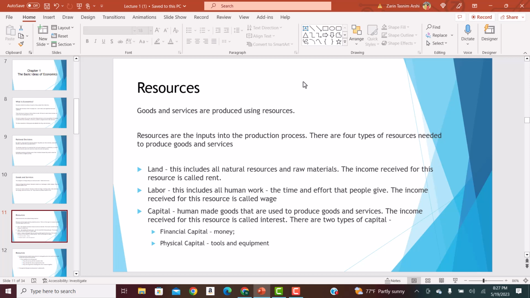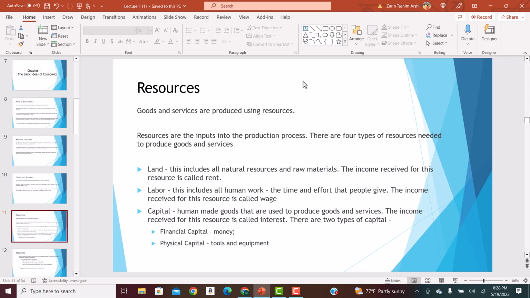The second type of resource is called labor, and it's very easy to understand. This is basically all the human work, the time, effort, and the talent that people give to create or produce the good. That is labor. And the income received for this resource is called wage. So let's see if the final good is the table. The carpenter is basically giving labor to prepare that table. He's assembling the table. He's cutting the wood using a saw and everything. So that's labor.